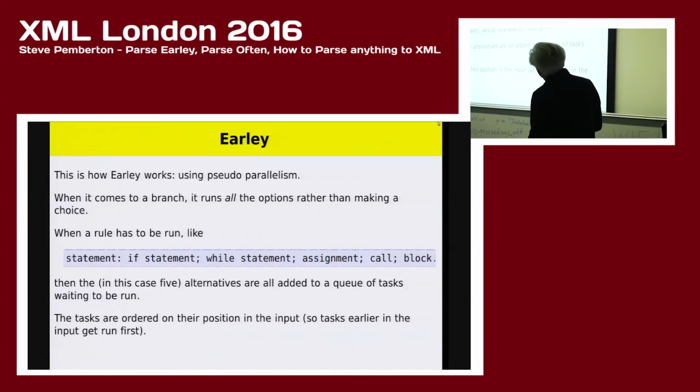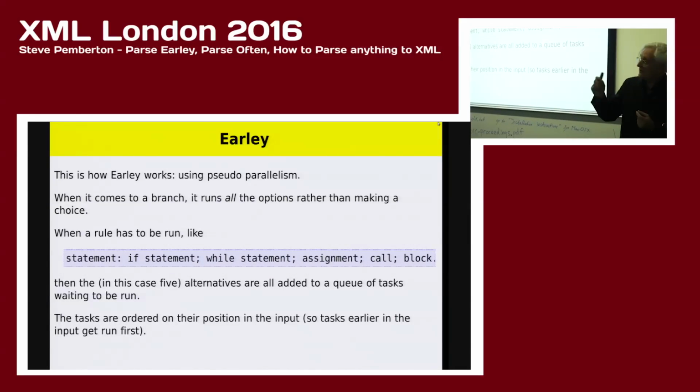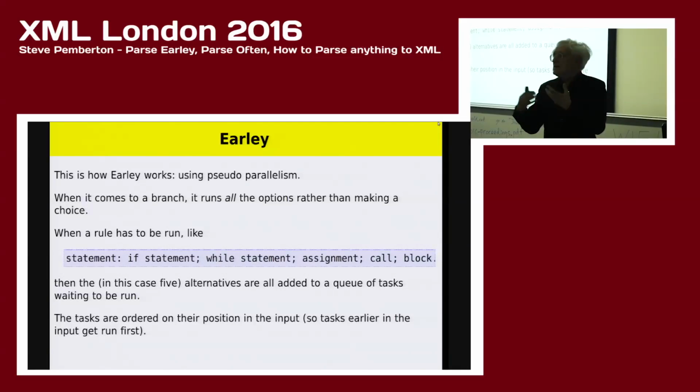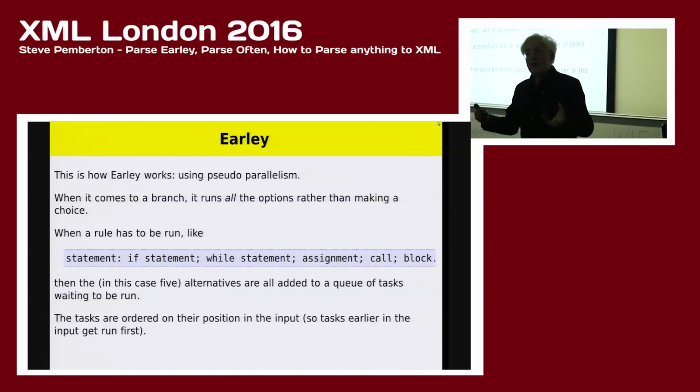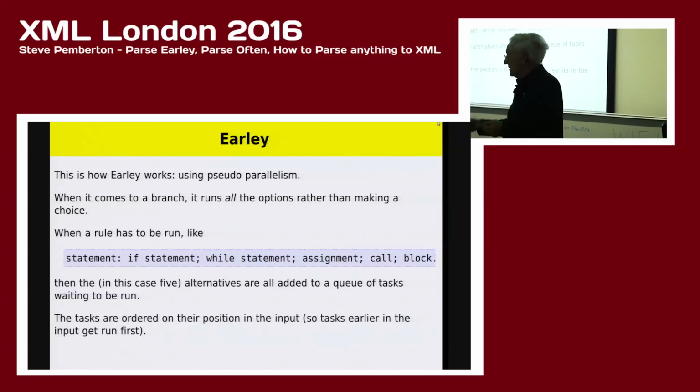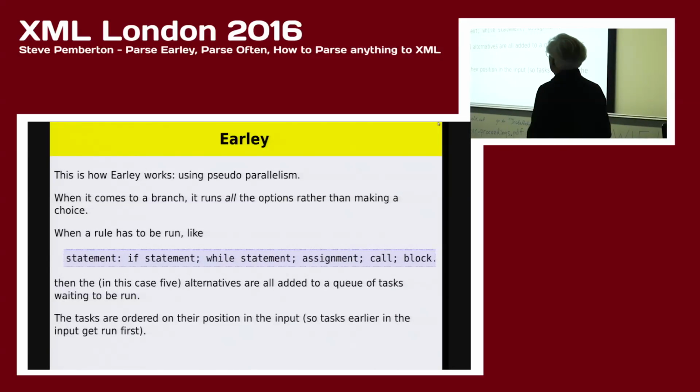Now the thing about it is that that's exactly how Earley works. It uses pseudo-parallelism. When it comes to a branch, it runs all the options, doesn't decide on which one to take, doesn't make any decision at all, it just runs them all, and if one or more of them succeeds, then it just carries on, and if one of them fails because a character doesn't match, then it just dies. It doesn't get scheduled ever again. So in this case, for statement, there are 5 alternatives, so there are 5 tasks, 5 programs as it were, that are added to the queue to be run.